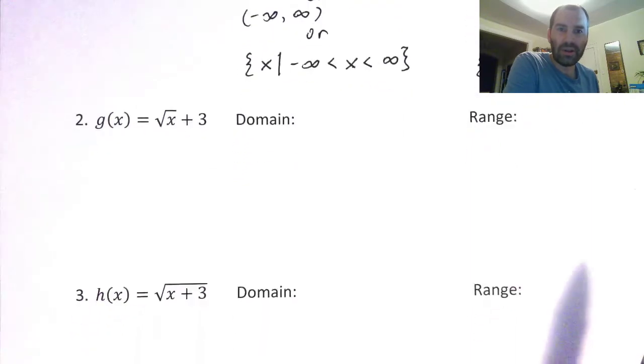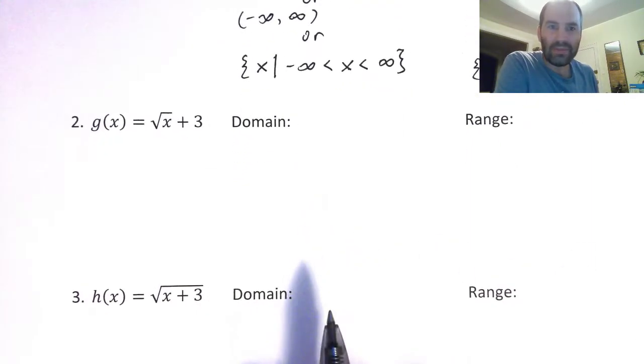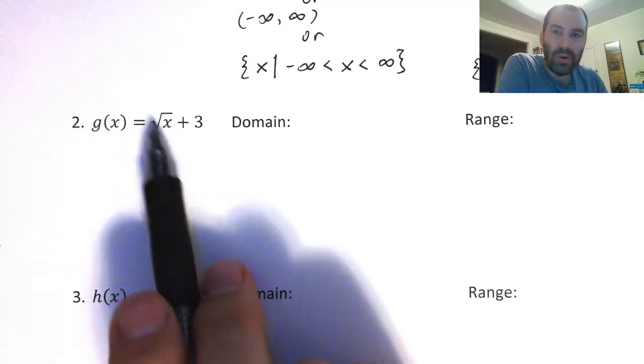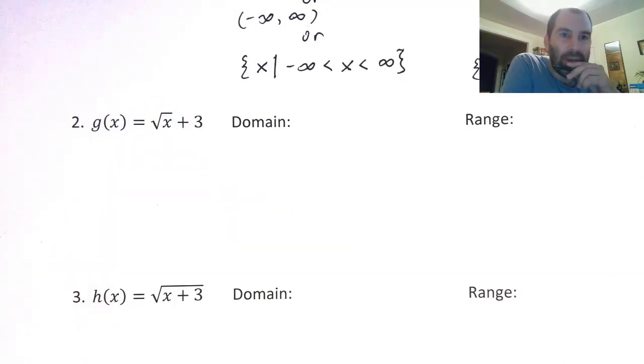Okay, let's go to the next function here. Here we have a function square root of x plus 3. So what's in the domain? Well, you have to be careful here. I'm taking the square root of a number. Now remember, in this class, we're focusing on real numbers. So what can you take the square root of and get a real number answer?